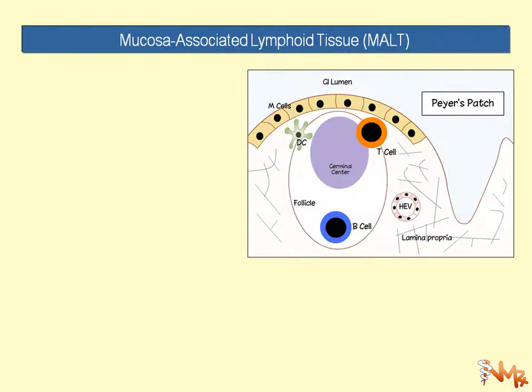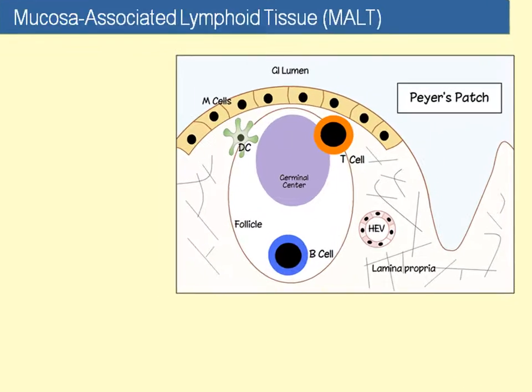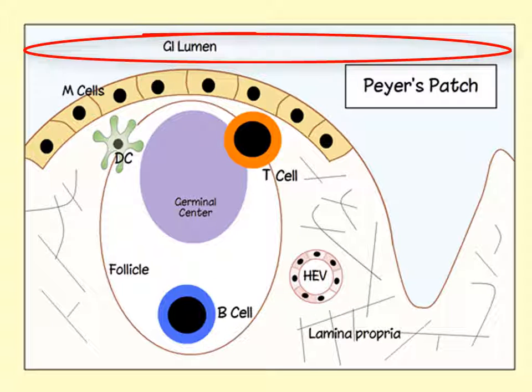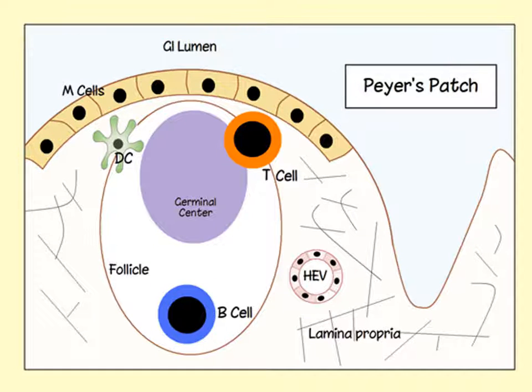This brings us to mucosa-associated lymphoid tissues or MALT tissues. In this diagram, I'm showing the lumen of the intestine on top. Then I'm showing the mucosa cells, and I'm showing the Peyer's patches, and mucosa-associated lymphoid tissue. I show a dendritic cell, a T cell, and a B cell within the follicles. Also, I'm showing a high endothelial venule in here, and that's the place from which the T cells and B cells enter into these follicles.